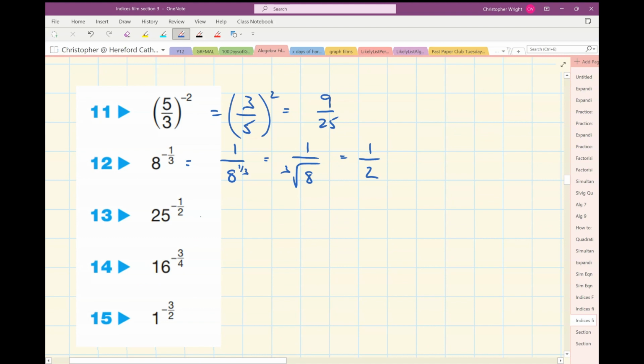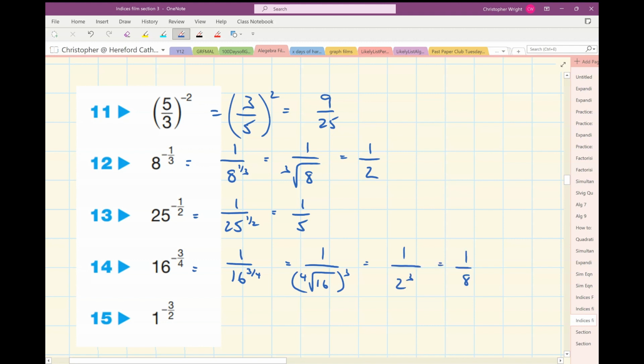25 to the power of minus a half. Well, that's 1 over 25 to the power of a half. 25 to the power of a half is the square root of 25. So it's 1 over 5. 16 to the power of minus 3 quarters is 1 over 16 to the power of 3 quarters, which is 1 over the fourth root of 16 cubed, which is 1 over 2 cubed, which is an eighth.